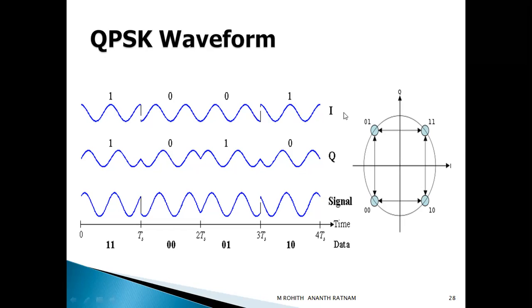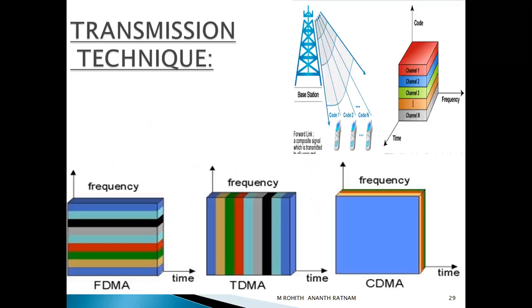First, the phase shift will be taken with 2 different signals, I and Q. Then these two will be combined and transmitted. This is QPSK. So in most of the cases, we use the QPSK modulation technique in navigation satellites. Transmission technique. So in transmission technique, we have 3 different transmission techniques. Those are FDMA, TDMA, and CDMA.